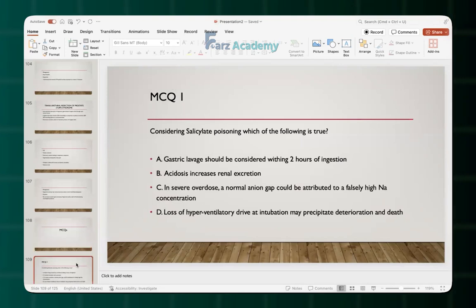All right, then. The first one. Considering salicylate poisoning, which one of the following is true? Gastric lavage should be considered within the first hours of ingestion. Acidosis increases renal excretion. In cases of severe overdose, a normal anion gap could be attributed to falsely high sodium concentration. And loss of hyperventilatory drive at intubation may precipitate deterioration and death. So, which is true out of the following 4 statements? Any ideas?